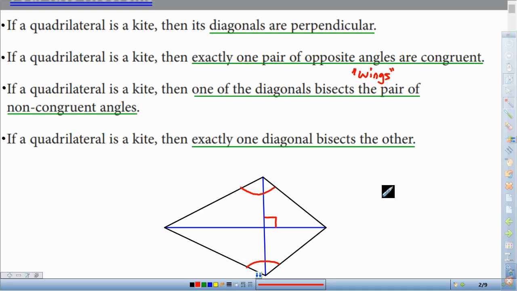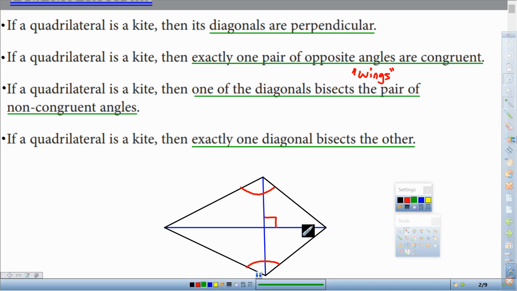Okay, next thing, it says if a quadrilateral is a kite, then one of the diagonals bisects the pair of non-congruent angles. Okay, so let's break that down real quick. First thing, non-congruent angles. Remember, that's these angles here. These are not congruent to one another. And what this is telling us is that this diagonal here is bisecting these angles. Okay, it's cutting them into congruent halves.